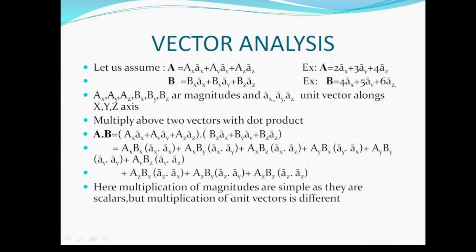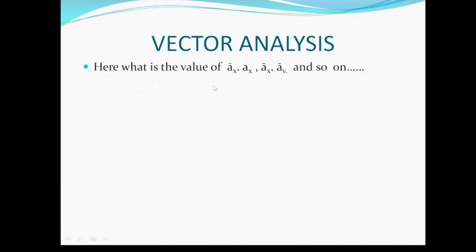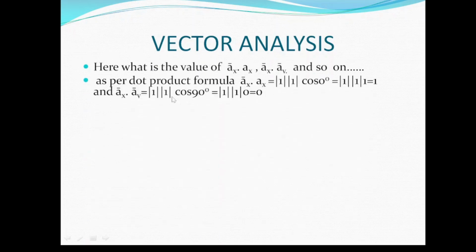Here, multiplication of magnitudes is simple, while multiplication of unit vectors is different. What is the value of ax dot ax, ax dot ay and so on? As per the dot product formula, ax dot ax is equal to mod A mod B cos 0 degrees, where mod of ax is equal to 1 and mod of ax is equal to 1.